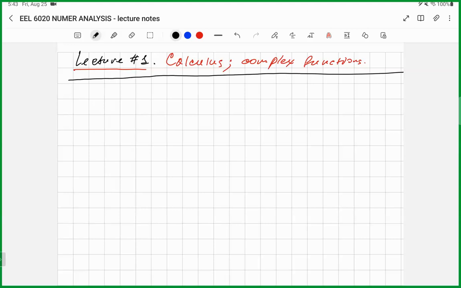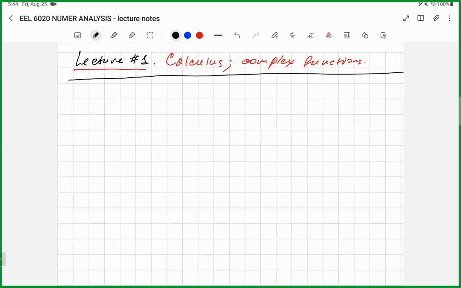So this course is about numerical analysis of electrical devices, and briefly, it's based on electromagnetism. So any aspects of interaction of electromagnetic field with matter, with devices, in order to achieve some functionality. And in electromagnetism, we deal with mathematical objects of different kinds.